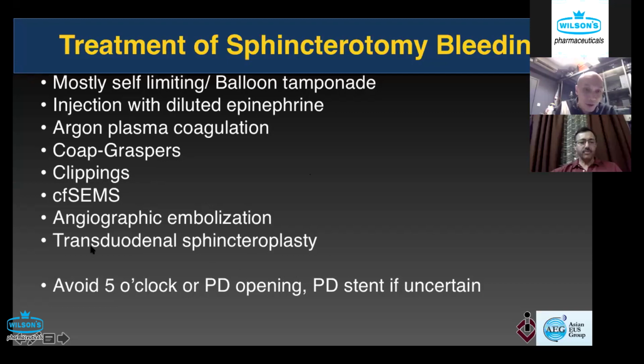Another option, which I did not mention here, is the use of a CRE balloon. So particularly in patients where we have done a large balloon sphincteroplasty, if the balloon is still inside you, you can always inflate the balloon again and have hemostasis to control any difficult bleeding.